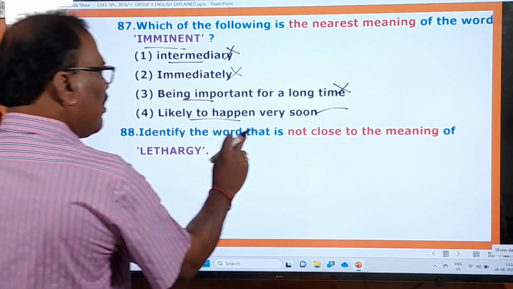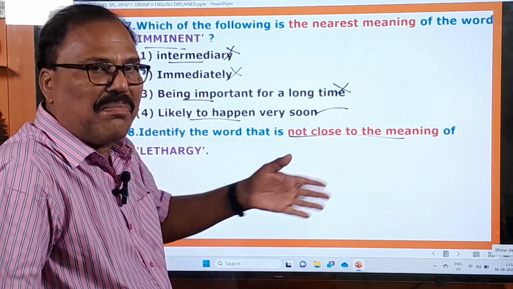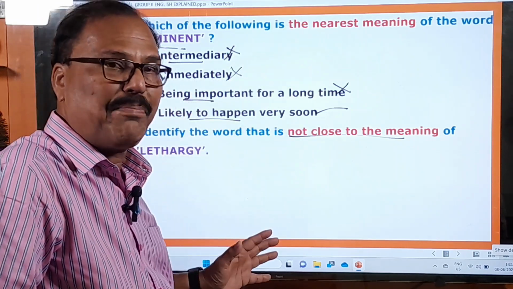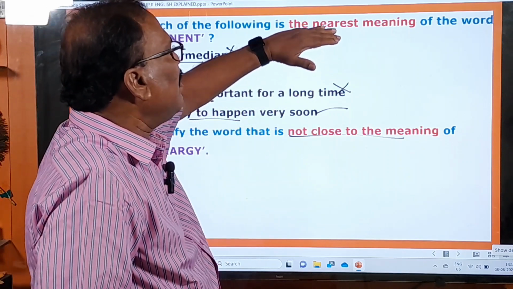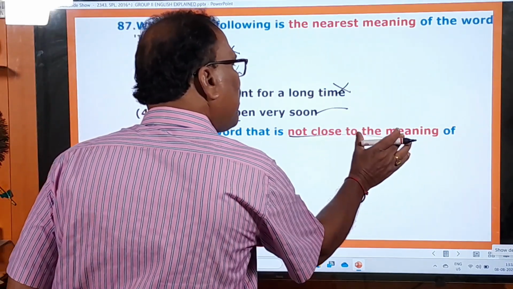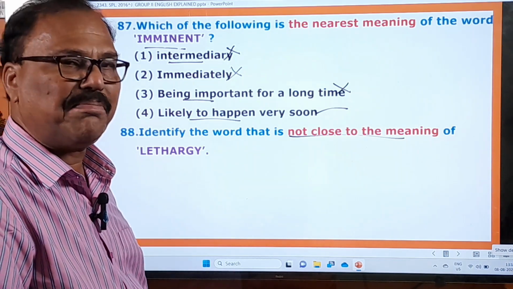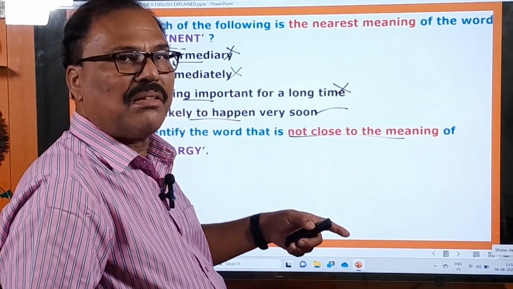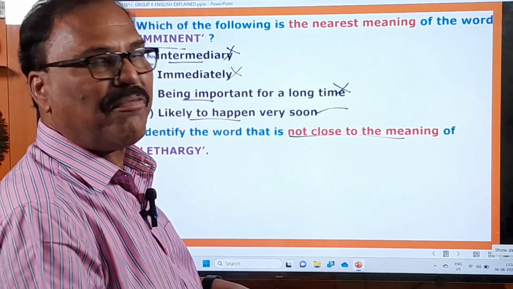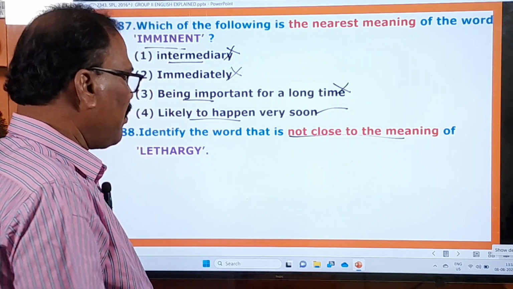Identify the word that is not close to the meaning. I have highlighted this very important thing because even I have become confused by not reading the question properly. Sometimes it so happens. That's why I have given them in red color. Not close to the meaning means, in other words, antonym. Nearest in meaning means synonym. Synonyms are important from your examination point of view, and antonyms are also very important.